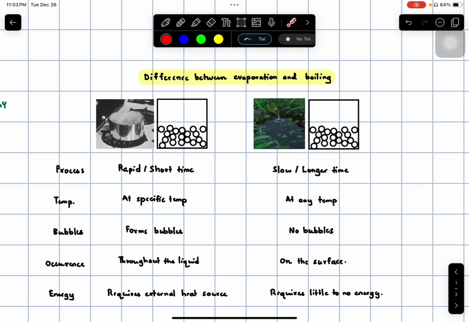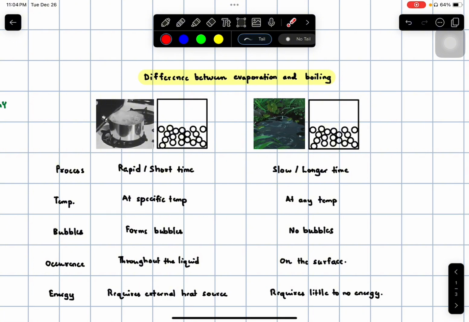Evaporation and boiling are both changes in state of a liquid to a gas, but they have many differences. On the left side, we can see a pot of water boiling. On the right side, we can see a puddle of water here. Both of the water in these cases will change their states from liquid into a gas.